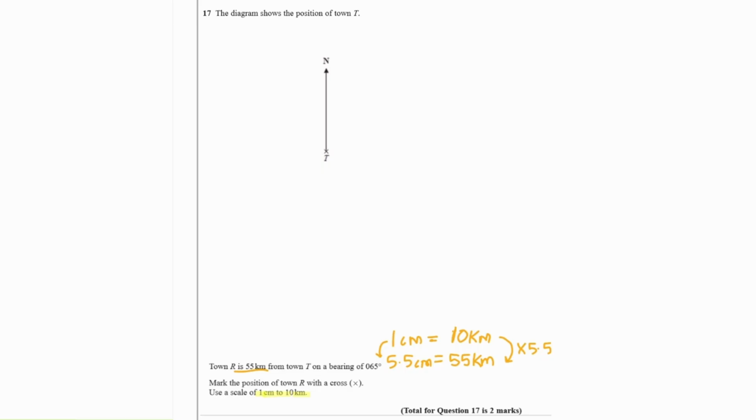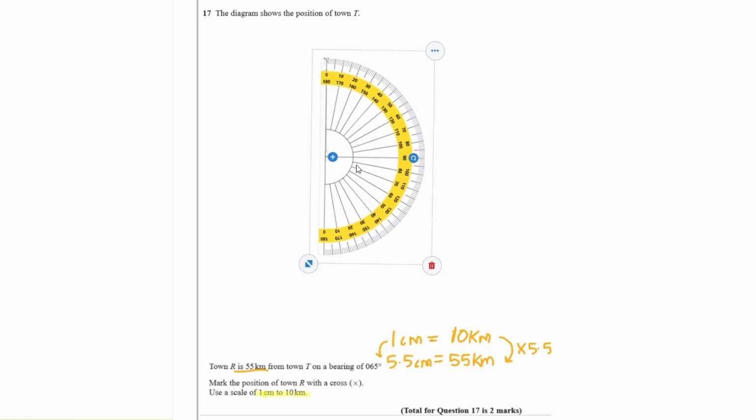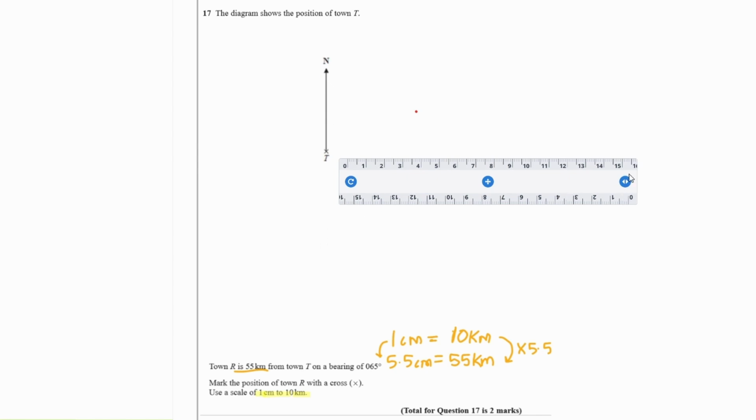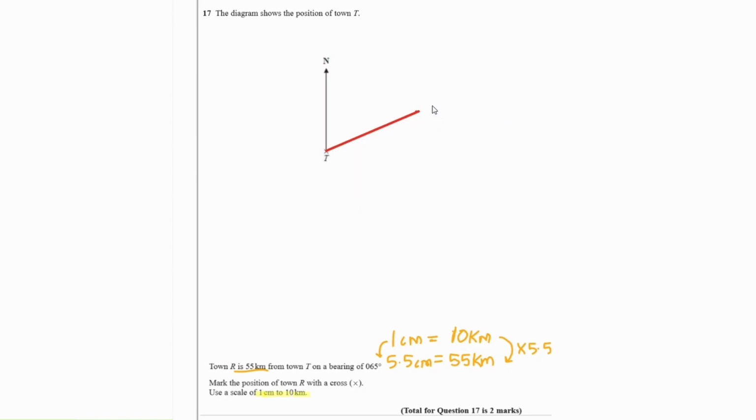So for this question, we would first have to use the protractor to measure a bearing of 65 degrees. And to measure a bearing, we always move in the clockwise direction. So we would place the protractor at this point and use the scale from 0 here until we get to 65, which is there. We can then use a ruler to draw a line such that it is 5.5 centimeters long, and we can now mark this point with a cross and call it R.